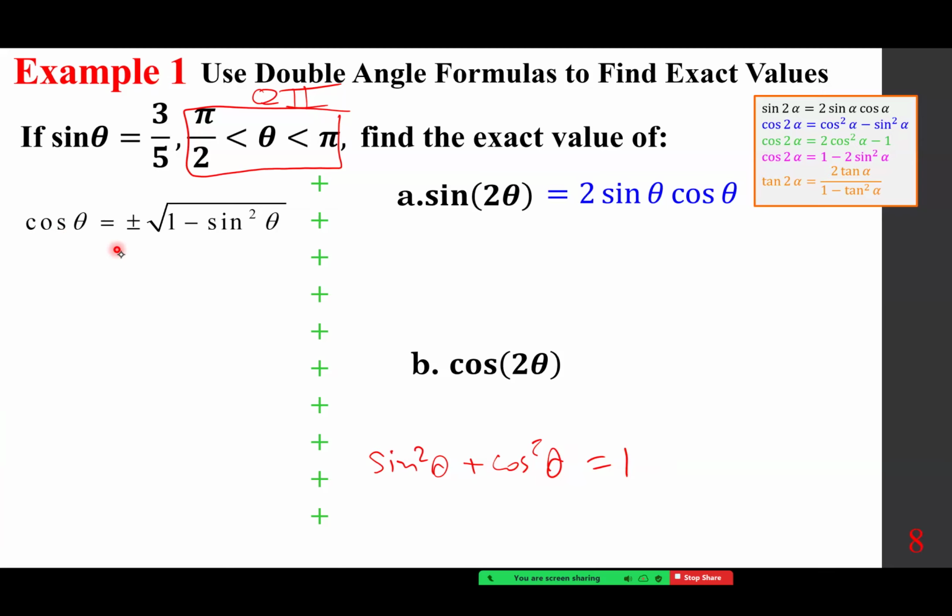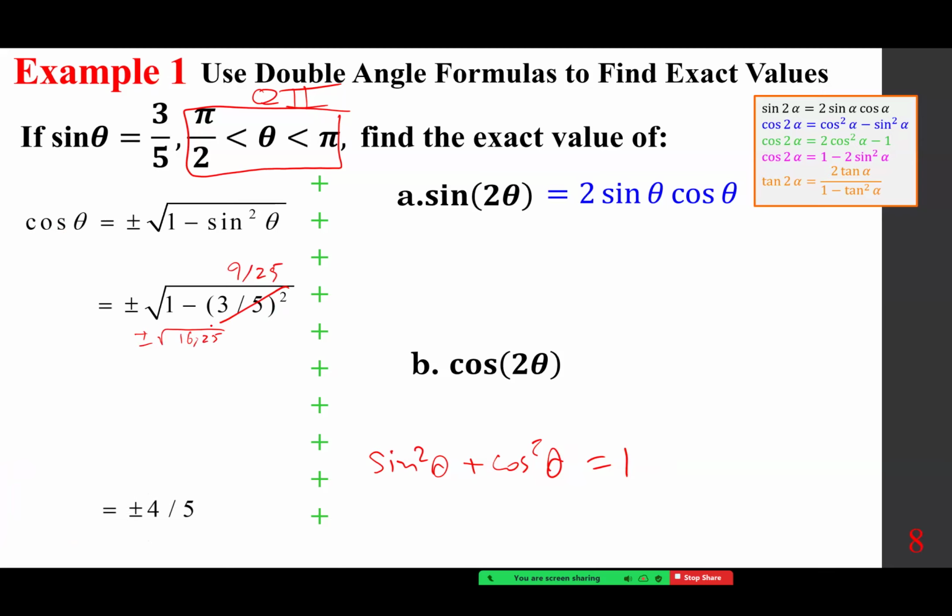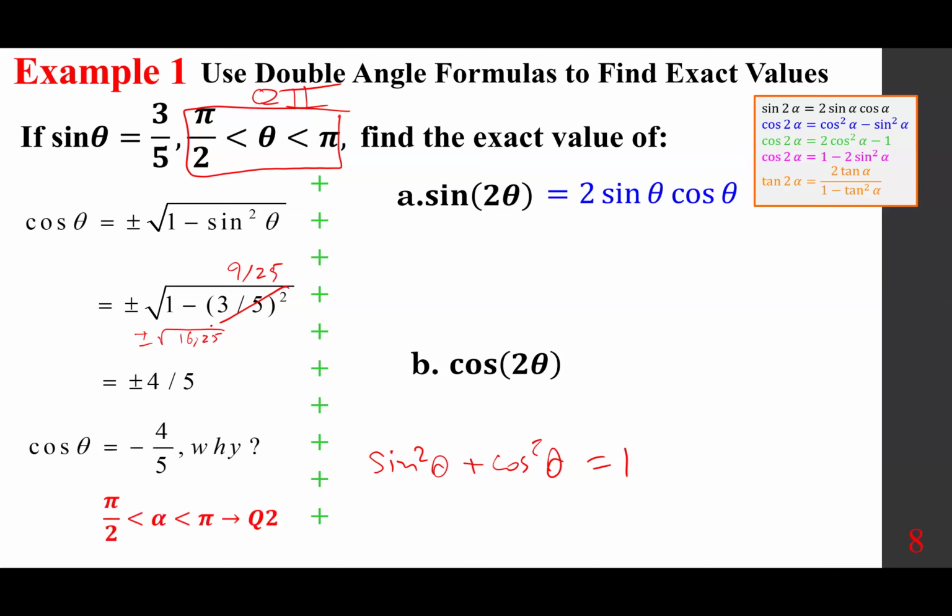So we're going to plug in and evaluate it where sine is given as 3 over 5. You square it, you get 9 over 25. 1 minus that is 16 over 25, which is plus minus 4 over 5. You have to make a decision, positive or negative. And it is negative. Why is that? Because in the second quadrant, sine is positive, but cosine is negative. So this becomes negative because it's quadrant 2, everybody.